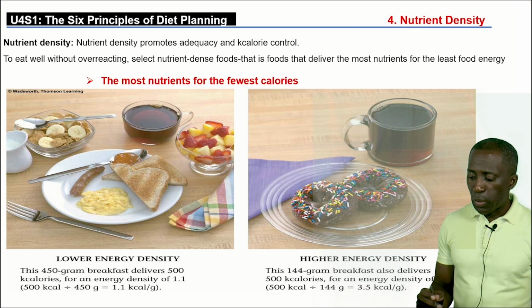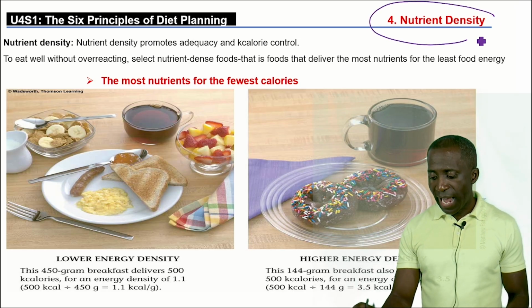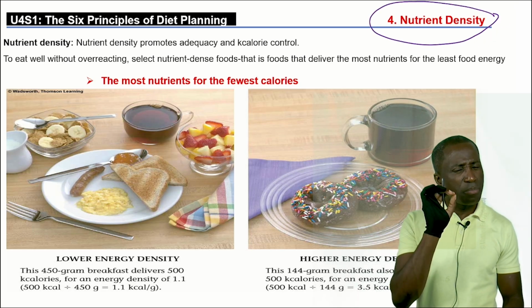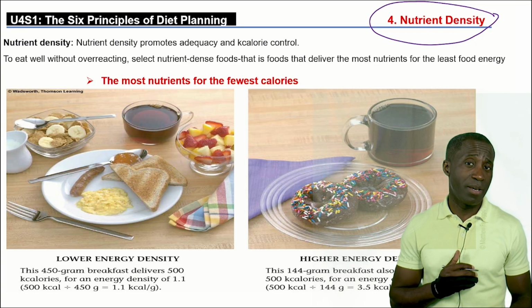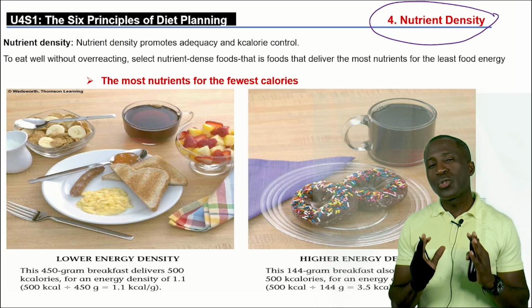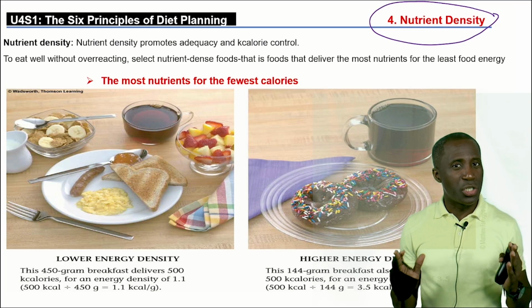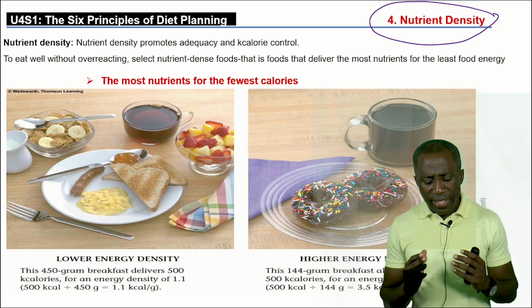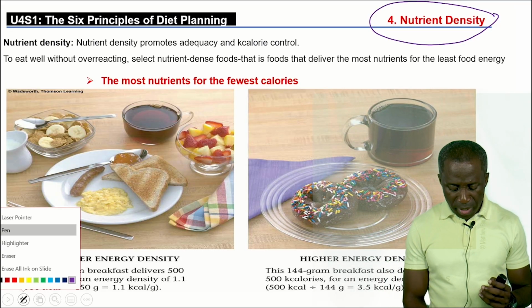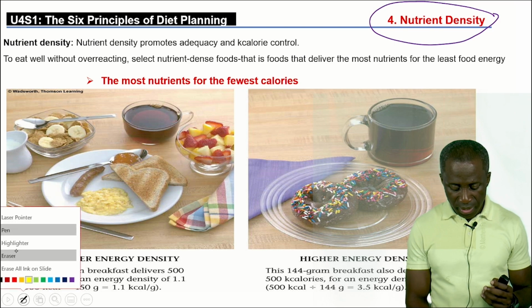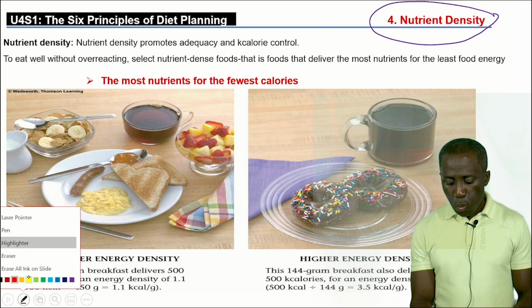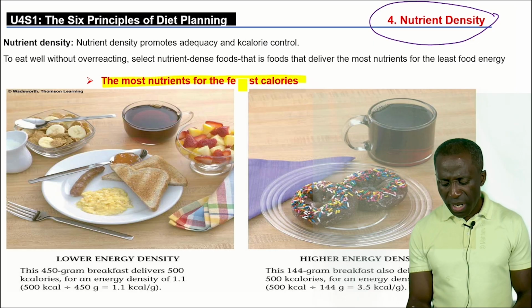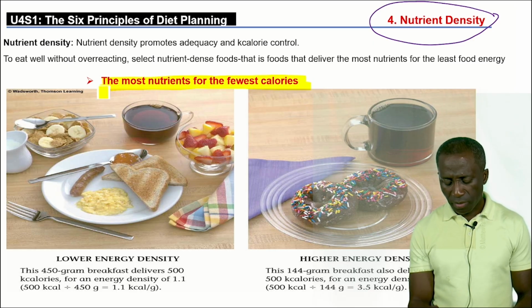Principle number 4, nutrient density, and we looked at it a little bit on unit 3 when we studied the nutrition facts label. Okay, this is where a lot of times we get confused. Nutrient density, if you have to remember one simple principle here, and I hope you don't forget it, is that you want the most nutrients for the fewest calories.